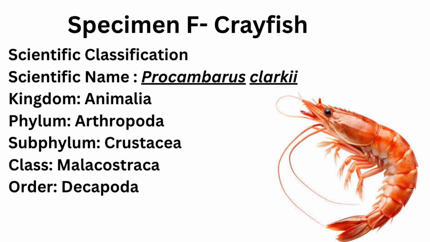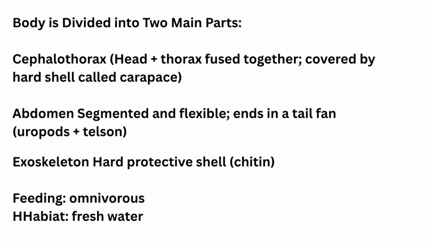Specimen C is crayfish. Now the scientific classification, the scientific name is Procambarus clarkii. Under kingdom Animalia, it's an arthropod. It has a subphylum which we call the Crustacea, and other classification. Alright, so the body of this specimen is divided into two main parts.